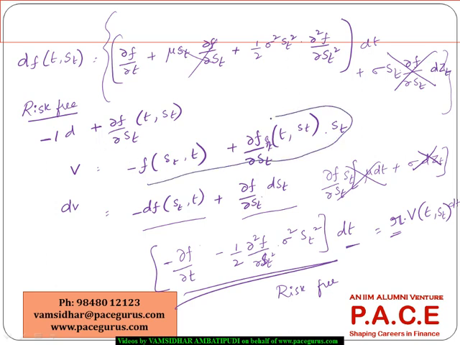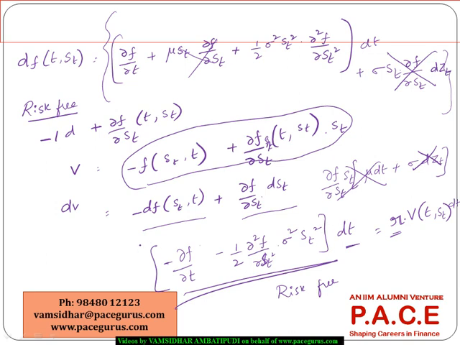So V, I have taken it to be something like this. So this is what I could directly equate this to, because my portfolio is nothing but minus f plus dou f by dou st times st. So I'm equating all that stuff.